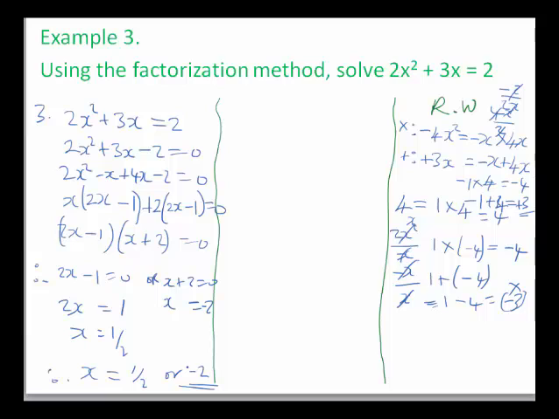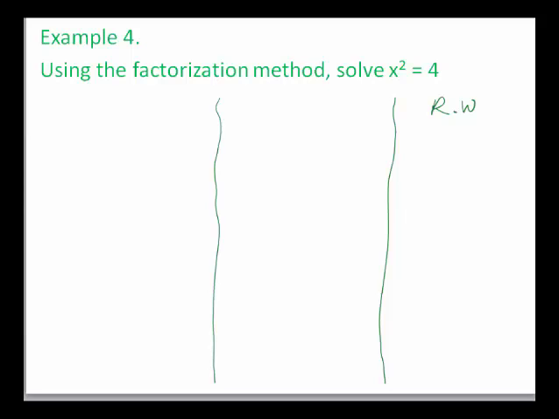Okay, this is interesting. Now we move over to the next example. Now we have: solve x squared minus 4. So we have x squared is equal to 4. So this gives us x squared minus 4 is equal to 0.